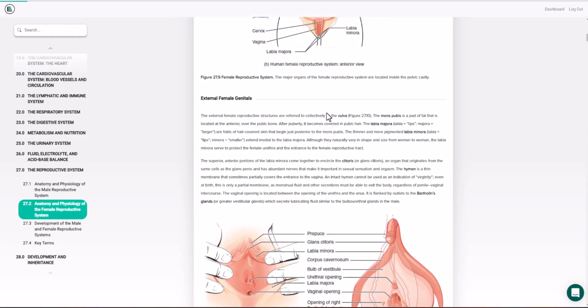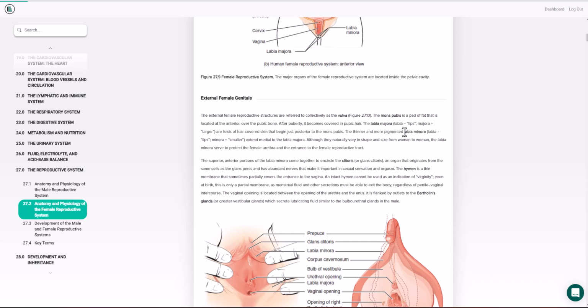So everything I just said is here in words, so do make sure that you read through this. Again, the external structure is referred to collectively as the vulva. The mons pubis, that fat pad that is anterior to the pubic bone, that is covered with pubic hair post-puberty, and then the labia majora and the labia minora, which are the protective layers, lips, if you will, right? We know labia means lip.